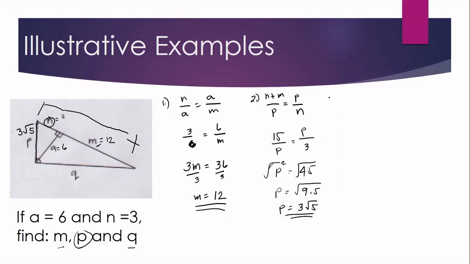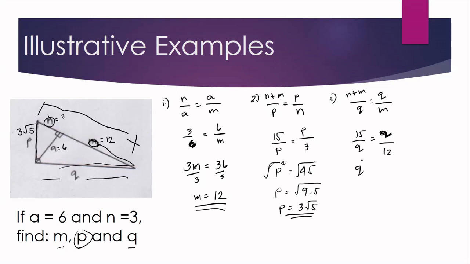And then lastly, let us get the value of Q. Q is a side, ulit, side ulit yan. And a side or a leg is the geometric mean between the hypotenuse and the segment adjacent to it. Our hypotenuse again is N plus M, and the segment of the hypotenuse adjacent to Q, ang katabi ng Q ay ayan, we have M. N plus M again is 15. We have 15 over Q equals Q over M, and our M naman is 12.